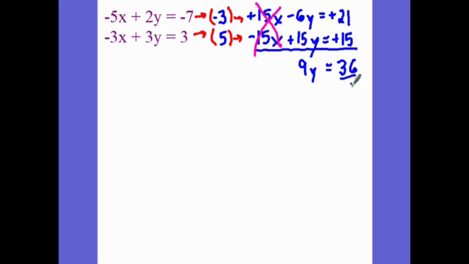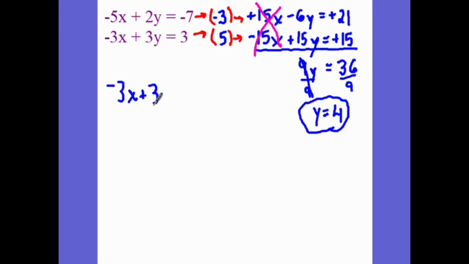We divide by 9 because 9 is touching the y. 36 divided by 9 is 4. We circle that answer and then go back into one of the 2 original ones. I don't care which one. I'm going to choose the bottom because the numbers are smaller.